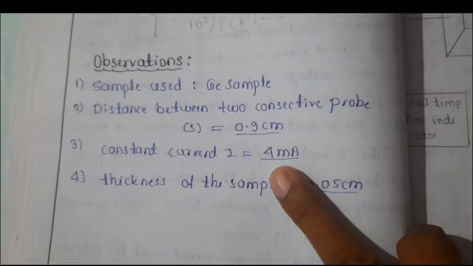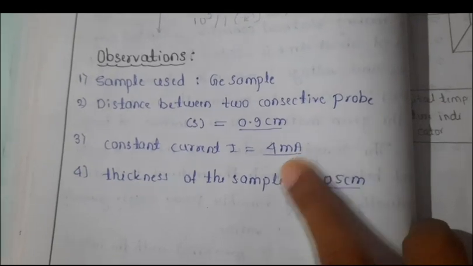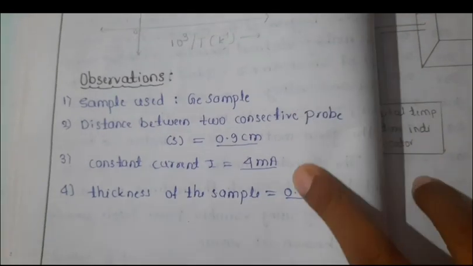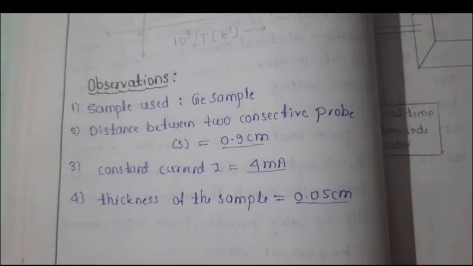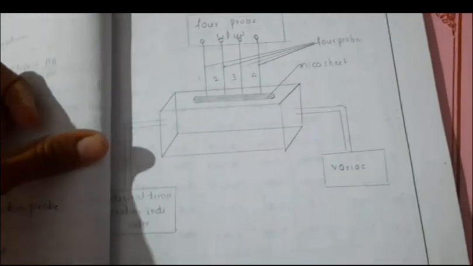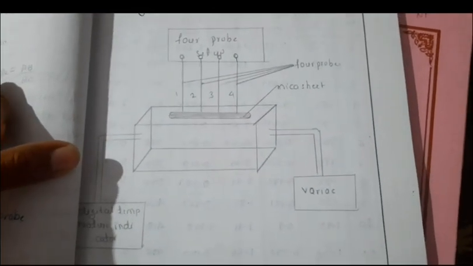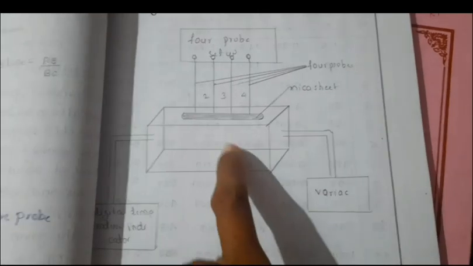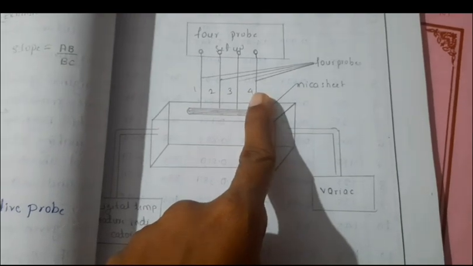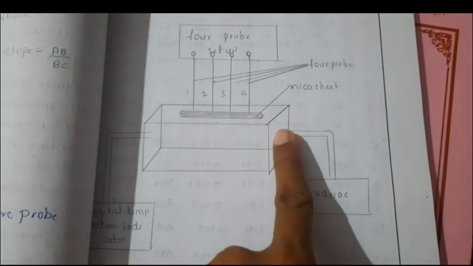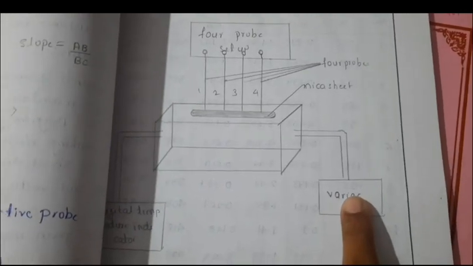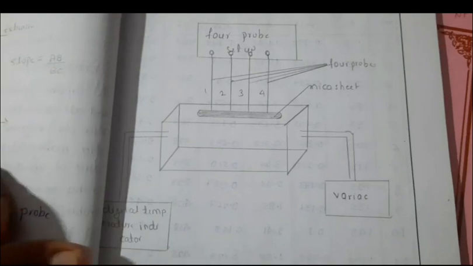We have to give a constant current supply, that is 4 milliampere. The thickness of the sample is 0.05 centimeter. These are the required parameters for the calculation, and we should write them in the observation. This is the block diagram for making the connections for this experiment: 4 probes, 2 terminals for current and 2 terminals for voltage, and the side 2 terminals to the variac to note down the temperature in the temperature indicator.